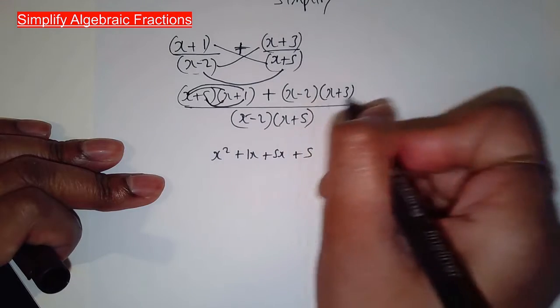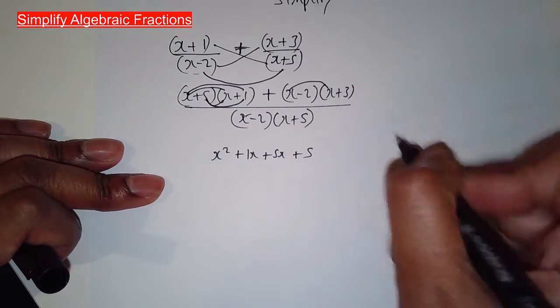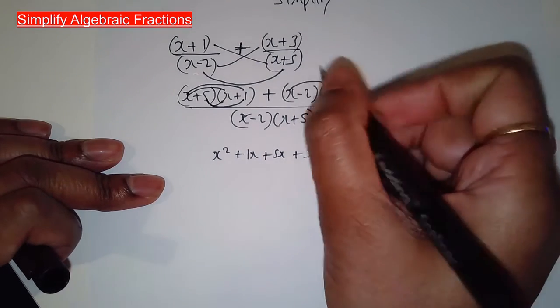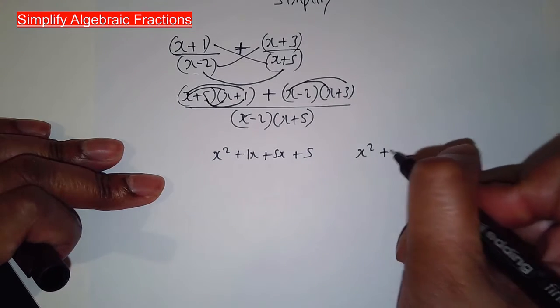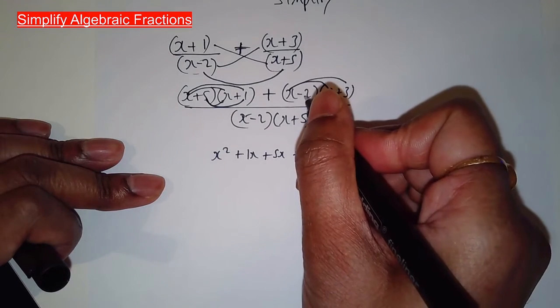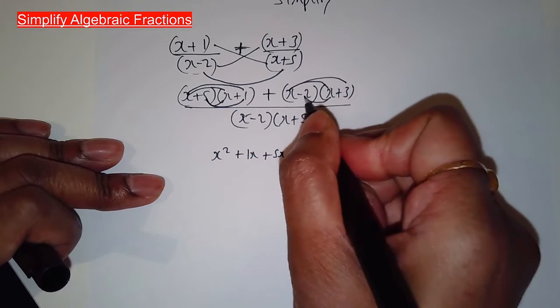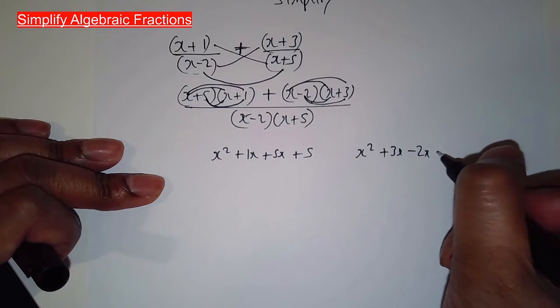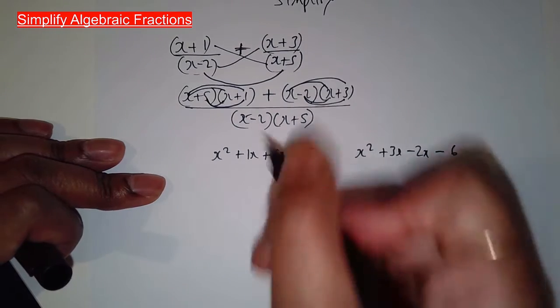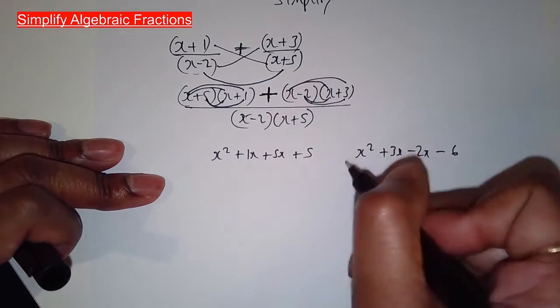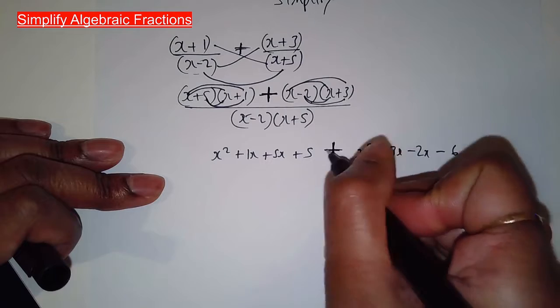Right, I'm going to expand this bit now. X times x, x times 3, negative 2 times x, and then negative 2 times 3. Don't forget there's a plus symbol there.